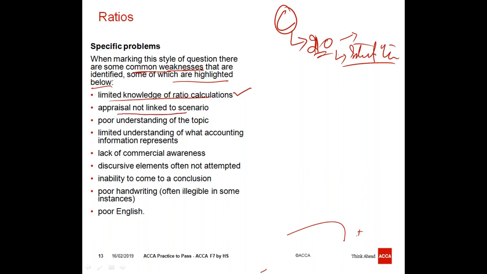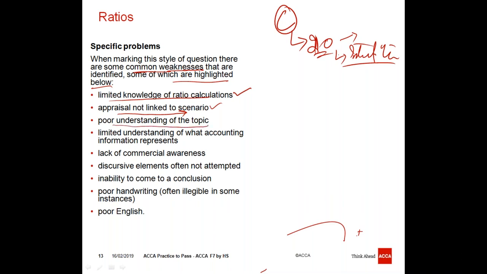Appraisals not linked to the scenario. There are a number of students who try to memorize all the possibilities and write all of them in the examination. There is no need to write all the possibilities in the examination. Your answer should be linked to the scenario.